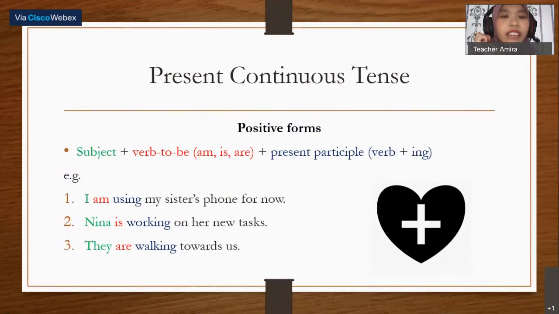I am waiting for Hari Raya to come right now. I am waiting for my boyfriend to come right now. I am waiting. No, a lot of waiting. Okay, and then the second one is Nina.